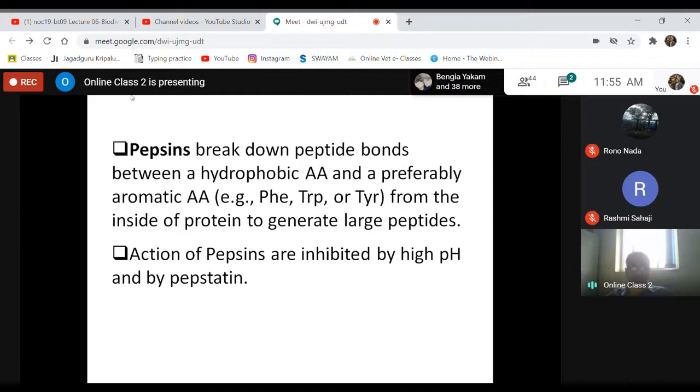Then, as I already told you, pepsins will break down peptide bonds, and protein will be converted to large peptides. Next, pepsins are inhibited by high pH and by pepstatin. High pH means when the pH changes to alkaline, that is, when the ingesta or feed moves from the stomach to the small intestine. The pH will change from acidic to alkaline, and in that case the action of pepsin will stop.